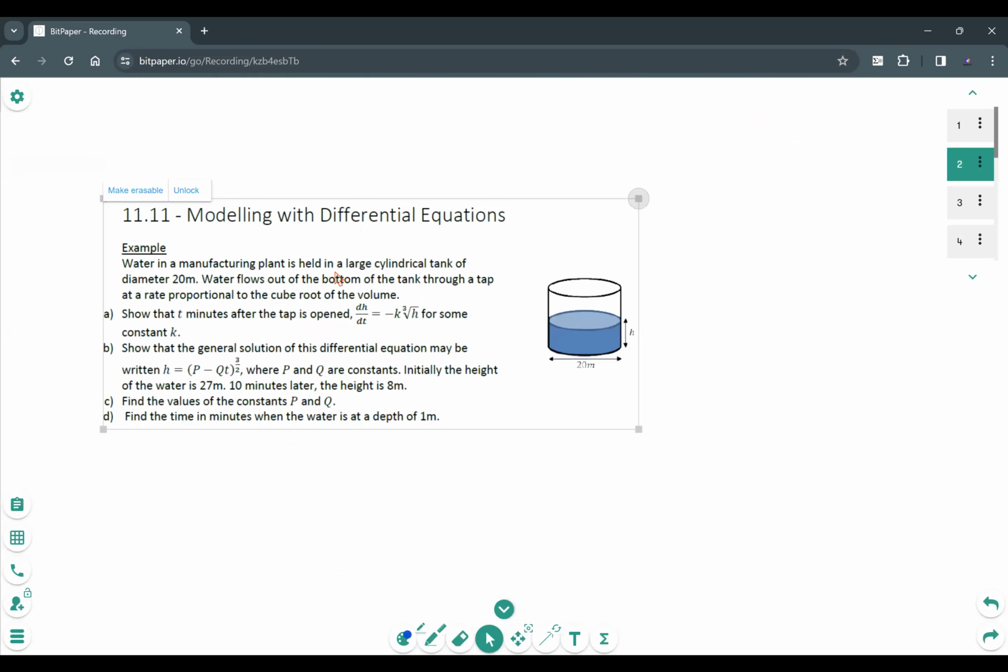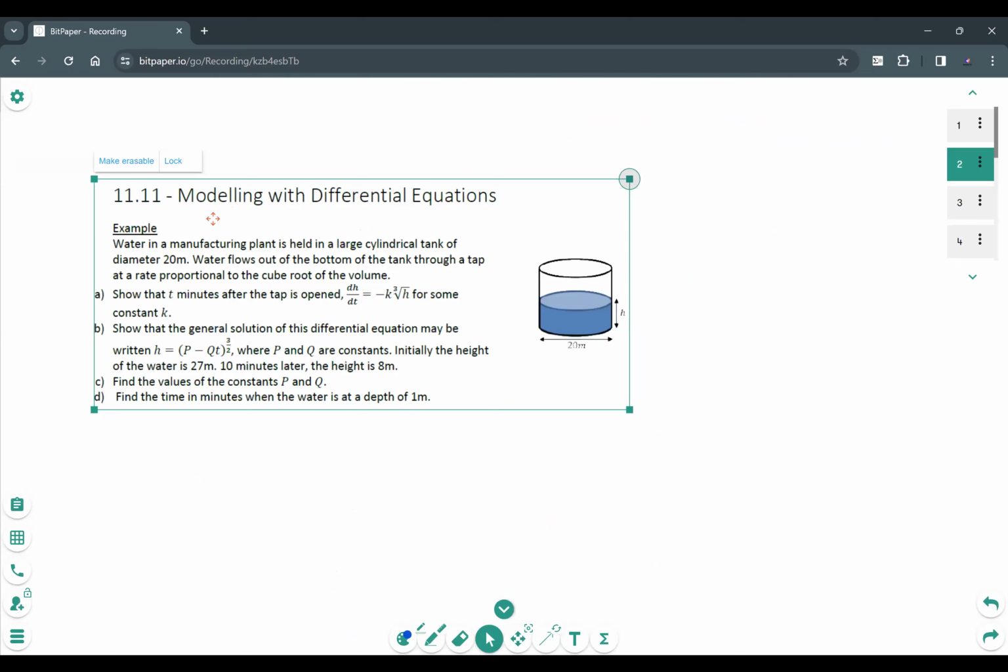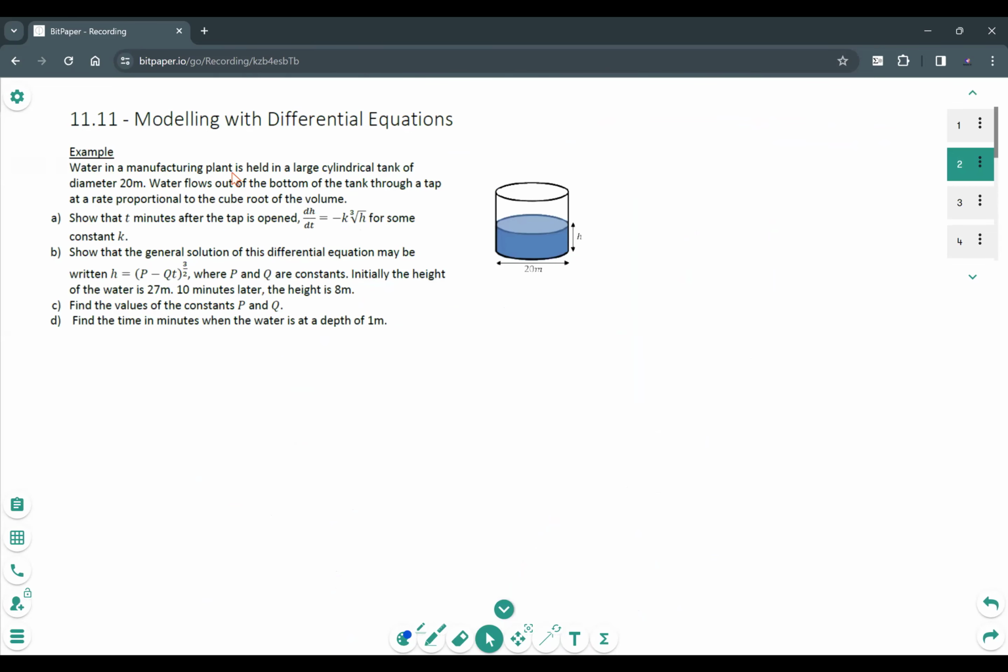Example. Water in a manufacturing plant is held in a large cylindrical tank of diameter 20 meters. There's one piece of outside knowledge: does anyone know why this type of water tank has to be a cylinder? Why does a can have to be a cylinder? Why can't it be a cube, like a tissue box, or a cuboid?